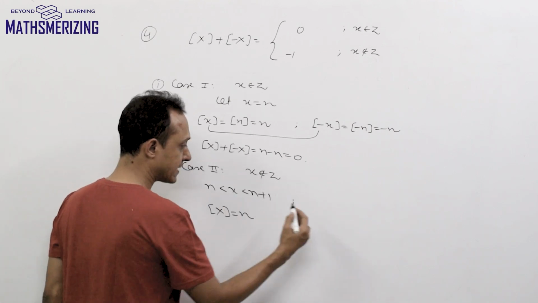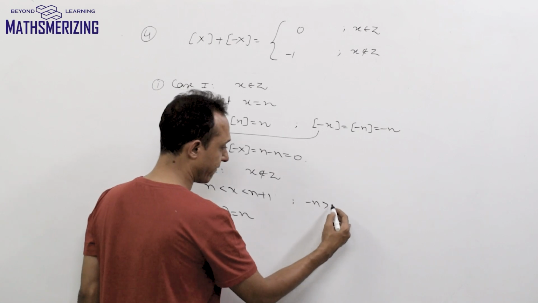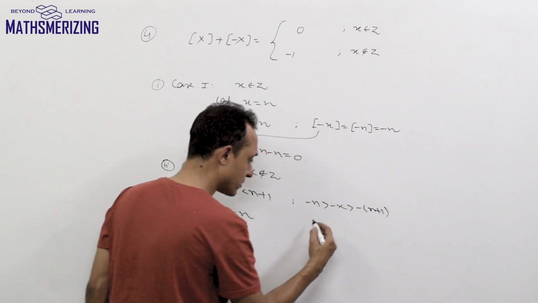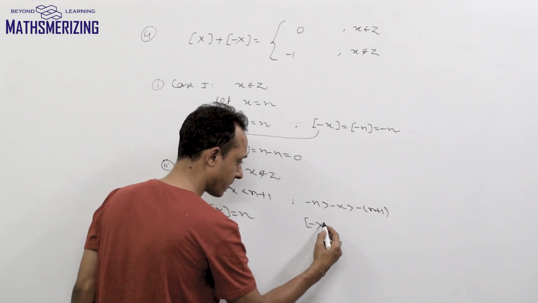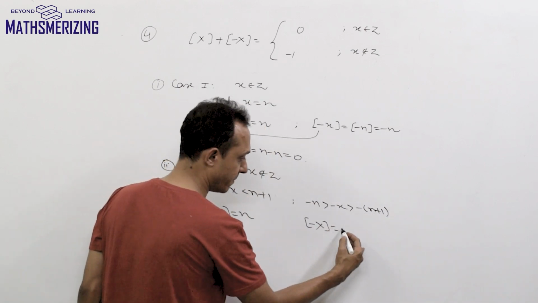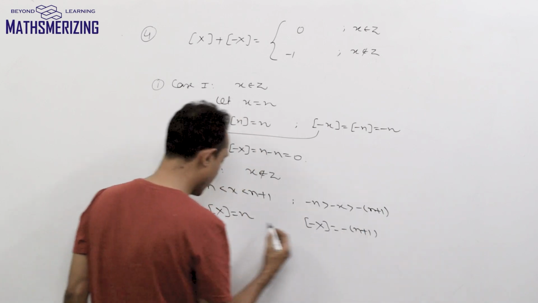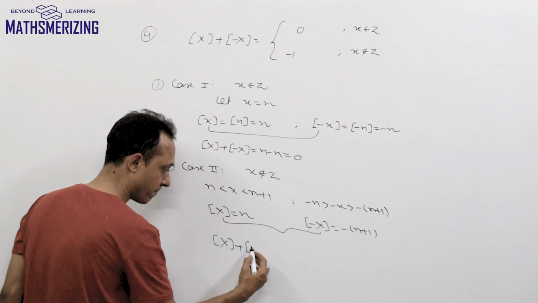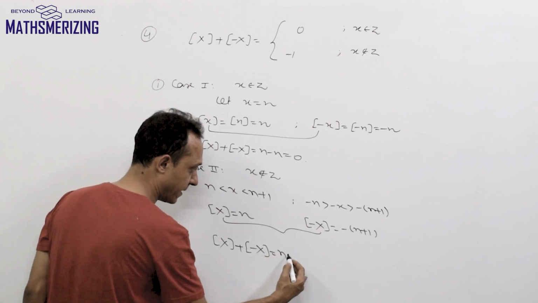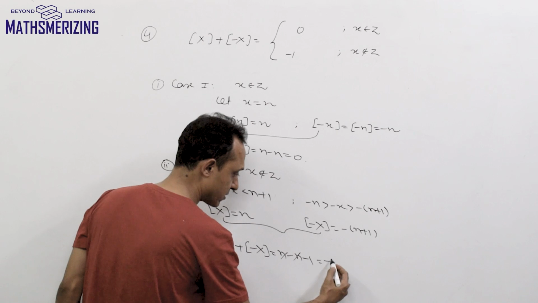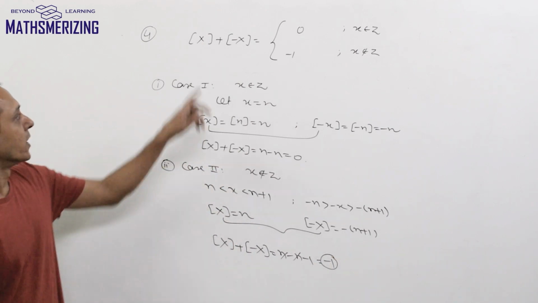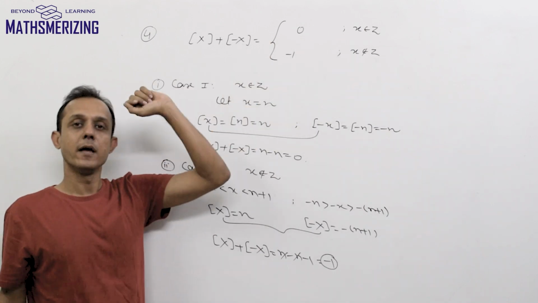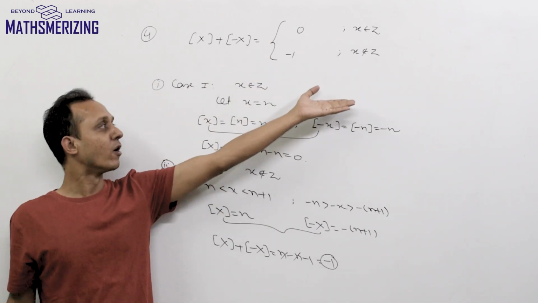Now if I multiply with minus, then it will be minus n, and then the sign will reverse. Minus x is greater than minus n plus 1. So in that case, the greatest integer function of minus x will be simply minus n plus 1. Now if I add them up, I can write greatest integer function of x plus greatest integer function of minus x as n minus n plus 1. So this result will be simply minus 1. So basically, greatest integer function of x plus greatest integer function of minus x is 0 when x is an integer, and this is minus 1 when x is not an integer.